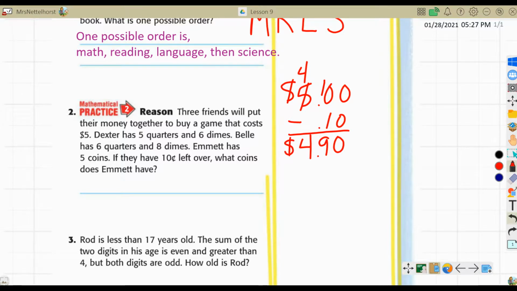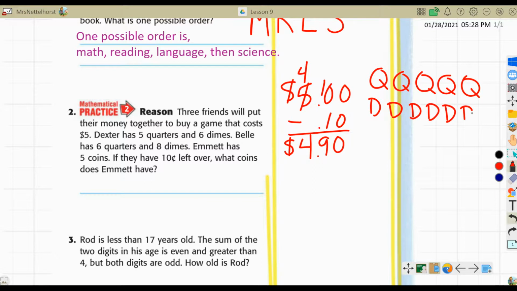Okay, so let's decide what we know. Dexter has 5 quarters and 6 dimes. The way I like to draw money is to just put the first letter of that money as the coin. So 5 quarters, and then 6 dimes. Now, I know that quarters are 25 cents, and if I have 4 of those, it makes $1. So I'm going to put a rectangle around this so I count it as $1.